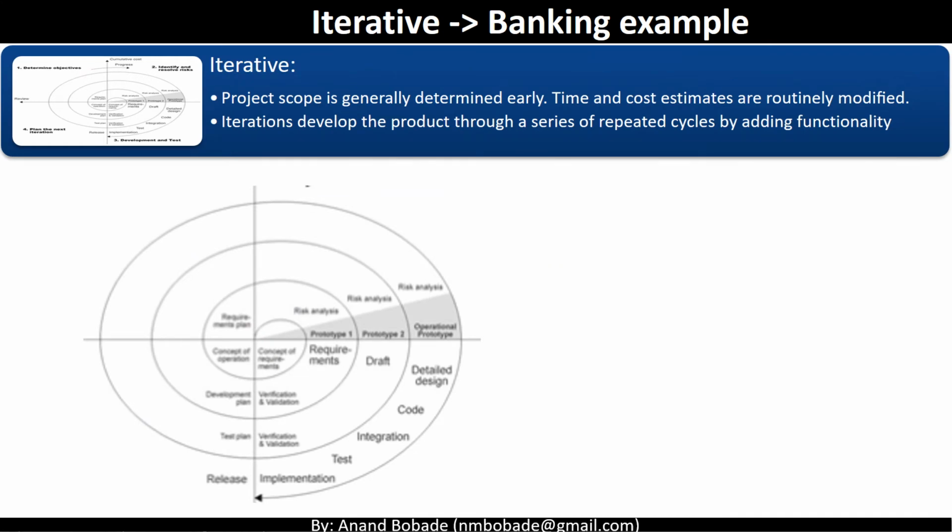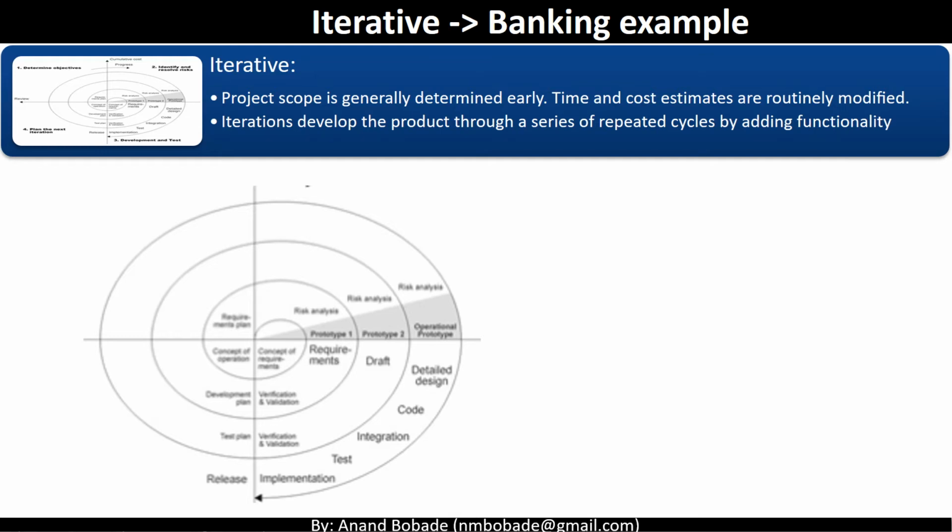So how does iterative work over here? Let's start with the definition. Iterative is a project life cycle where project scope is generally determined early in the project life cycle, but time and cost estimates are routinely modified as the project team improves its understanding of the product. Iteration develops the product through a series of repeated cycles, adding functionality successively in successive iterations. Here, the goal is to take frequent feedback before reaching the final product. Feedback helps the project team to learn about stakeholder needs and expectations.